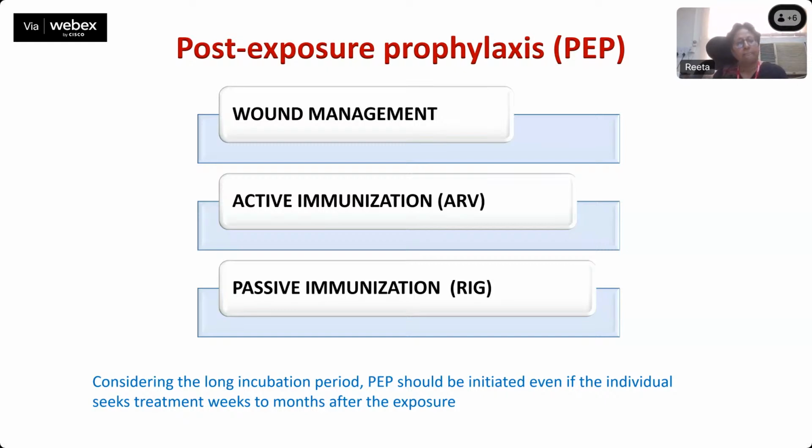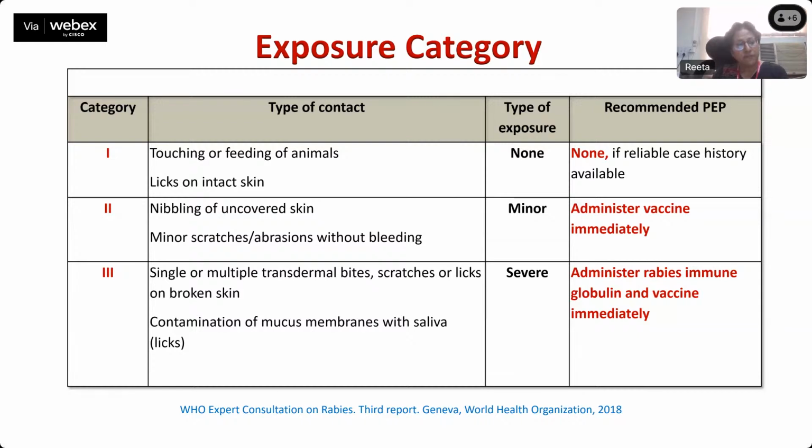Next slide, please. So the first thing you do when a bite victim comes to you is to ascertain the exposure category, which is defined by the WHO. So category 1 includes touching or feeding of animals and licks on intact skin. Now such exposure does not require any post-exposure prophylaxis, only thorough washing of the exposed area. Category 2 includes nibbling of uncovered skin and minor scratches or abrasions without bleeding. And that requires only wound management and rabies vaccines.